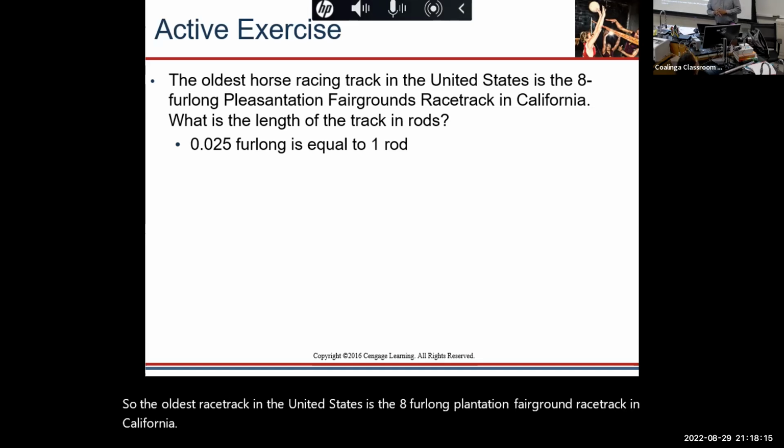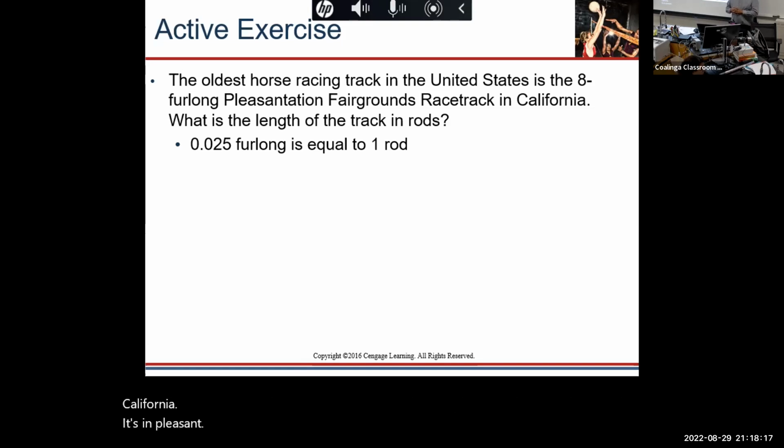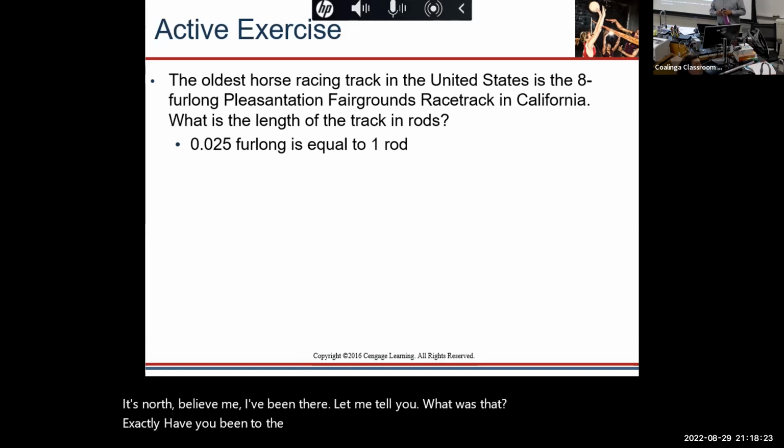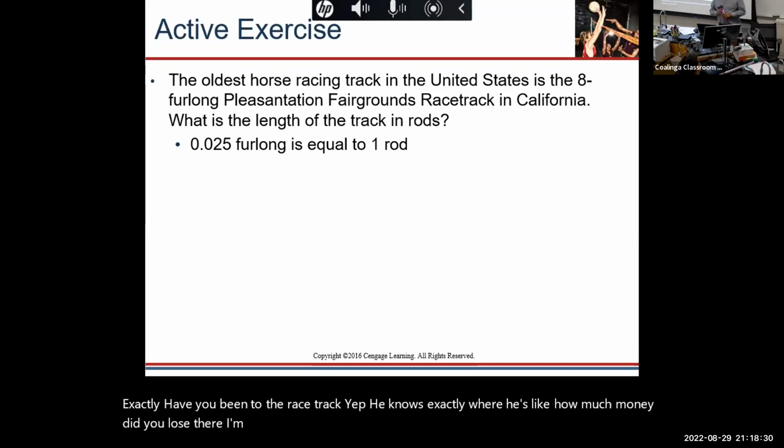Where is that, north or south? Oh, it's north. Believe me, I've been there. Let me tell you. Is it pretty? It's right next to my city. Exactly. Have you been to the racetrack? Yeah. Oh, he knows exactly where it is. He's like, yeah. How much money did you lose there? I'm curious. That's where you win?